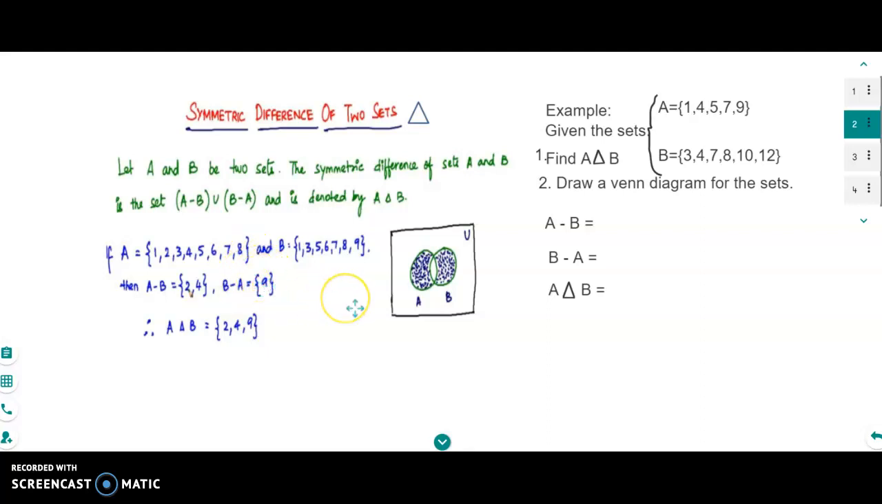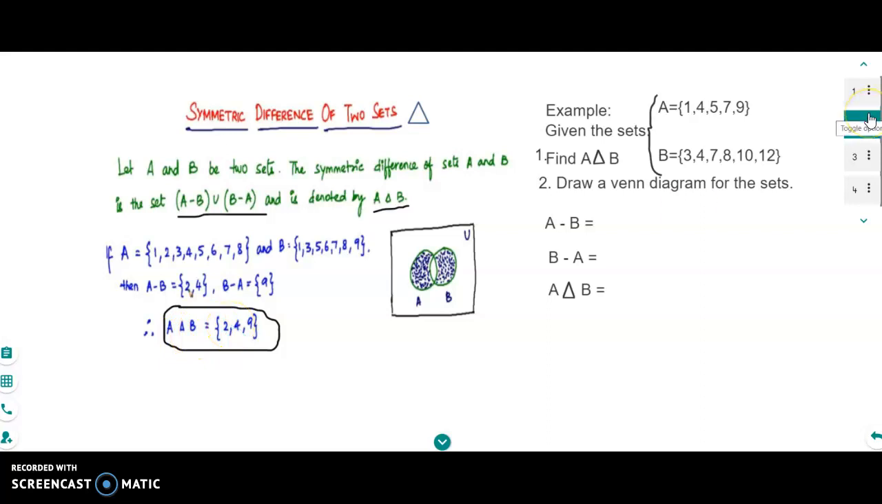So we have 9. And finally, to get the symmetric difference, we solve this operation, A minus B union B minus A. So we have to make the union between these sets. We have 2, 4, and 9. We have all these elements, 2, 4, and 9, and that's it. It will be the symmetric difference of A and B. This is the final answer of the symmetric difference of A and B.